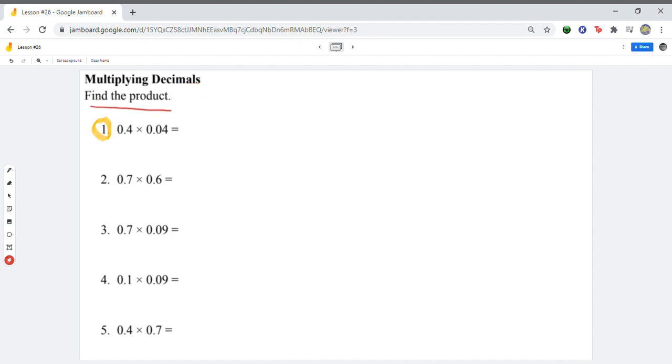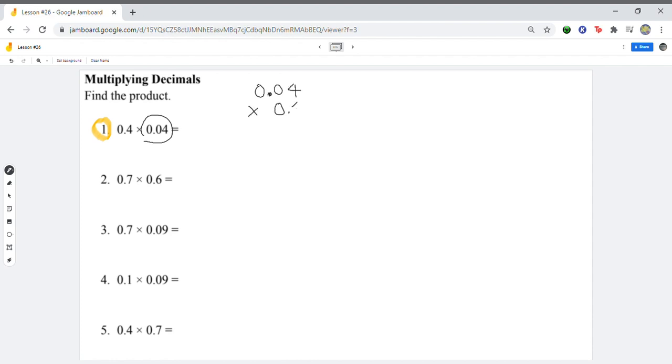It says find the product. So number 1, we're going to find the product of 0.4 and 0.04. So the way I like to multiply decimals is just place them vertically one on top of another. I like to put the one with the greater number of digits, which in this case is 0.04, on the top. So like this, 0.04 times 0.4.